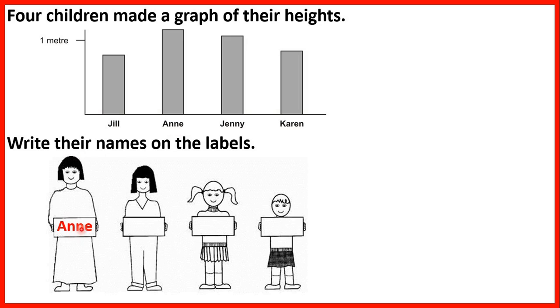Then, our next largest bar, if we look down, we can see that that's Jenny. Then we have Karen, and our smallest bar is Jill, so Jill is the smallest child.